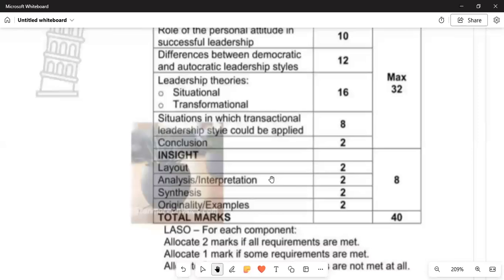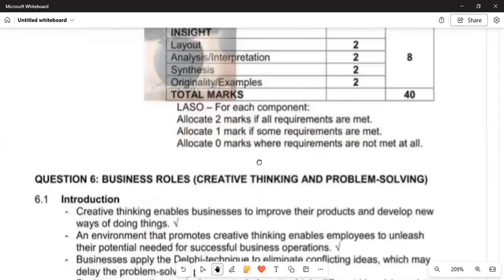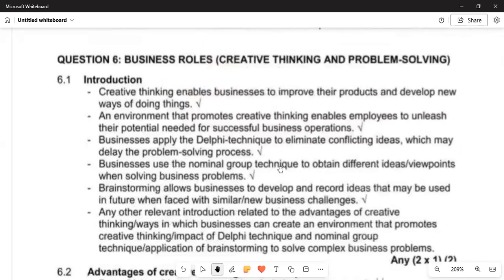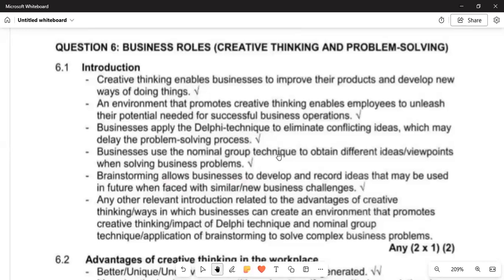All right. And then you are also going to be marked based on the insight. You are going to get 2 marks for the layout, 2 marks for the analysis and interpretation, and the synthesis, and for originality or examples, you get your 2 marks. Then that is the end of question 5. Then we go to question 6 again. So this is question 6, the introduction. So I will be moving on like that, giving you all of question 6.